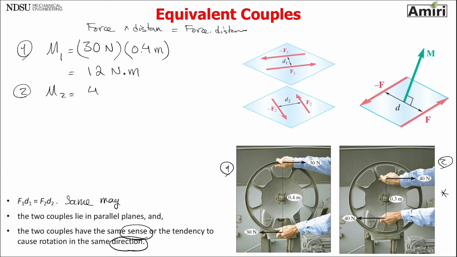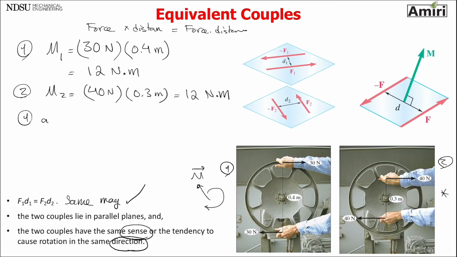Okay, figure 2. The force is now 40 newtons. The distance between them is 0.3 meters. So this is also 12 Newton meters. They're parallel, so they have the same magnitude. And if we use the right hand rule, the moment is going into the screen, perpendicular to the board, and that's the direction. So same direction, so we can say 1 and 2 are equivalent couples.